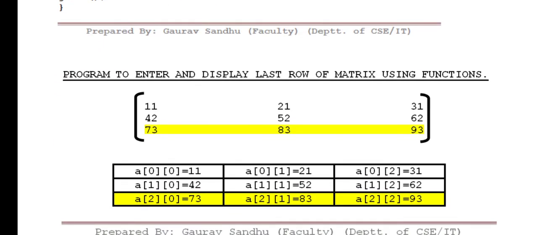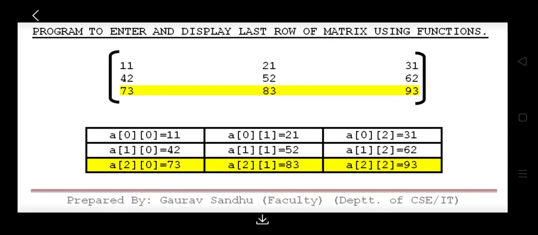Now let's see an example of a matrix in which a specific row has been asked to be displayed. It says to display the last row of the matrix. Based on the screen, 73, 83 and 93 is the last row of the matrix, and based on the table shown, 73 is stored at 20, 83 is stored at 21 and 93 is stored at 22 in the two-dimensional array.